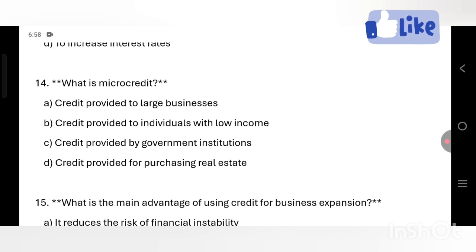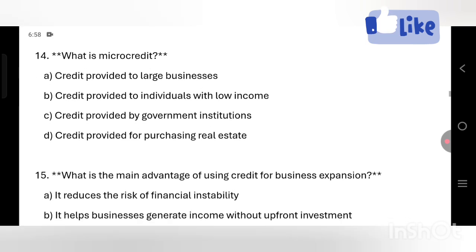What is microcredit? Option A, credit provided to large businesses. Option B, credit provided to individuals with low income. Option C, credit provided by government institutions. And option D, credit provided for purchasing real estate. And the correct answer is B, credit provided to individuals with low income.